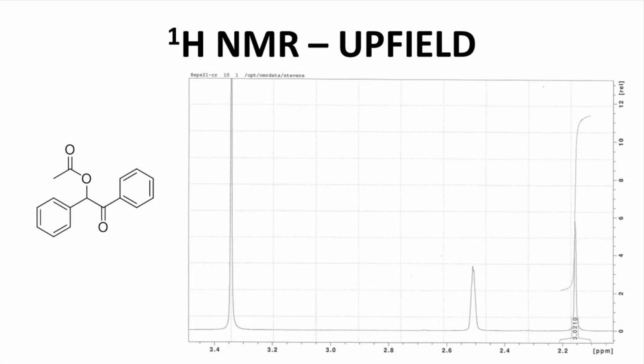Now here is the upfield region. We have 3 signals. 2 of these are from the NMR solvent. We have water around 3.4 ppm. We have DMSO at 2.5 ppm. That leaves this 3 hydrogen singlet at 2.2 ppm. That is our methyl group from the acetyl group.